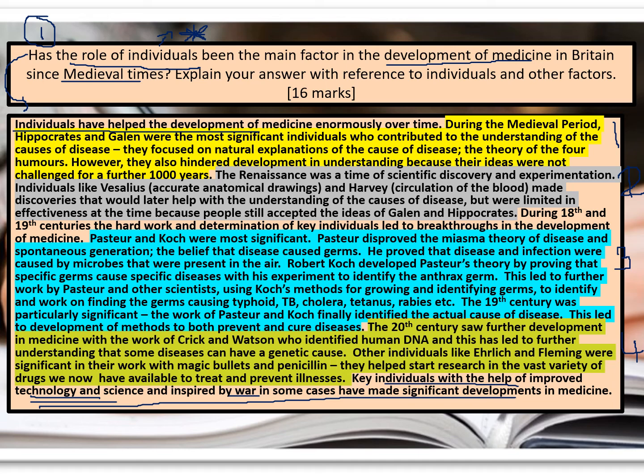We need to remember that for your mock, you are going to be writing about public health. So you are going to have to write about individuals, communication and government over time. Now, it's really important, even though we've given you an example paragraph on individuals here, we don't just go away and try and learn what's in this paragraph, because this is for a general question on the development of medicine and not specifically on public health.